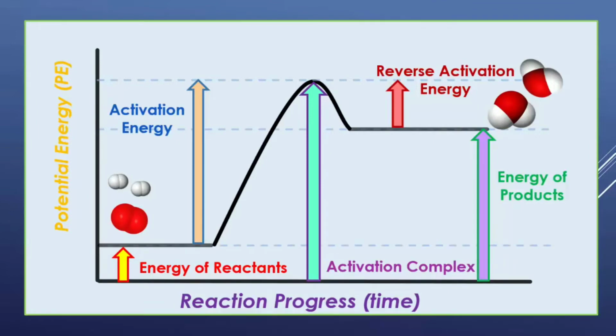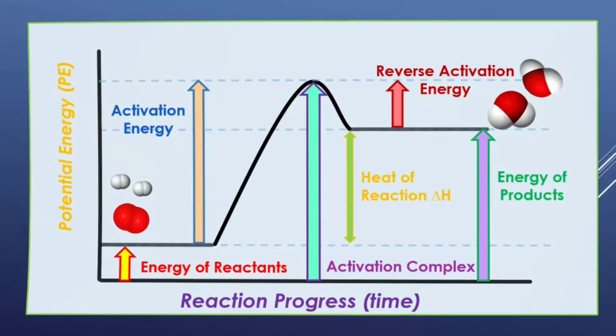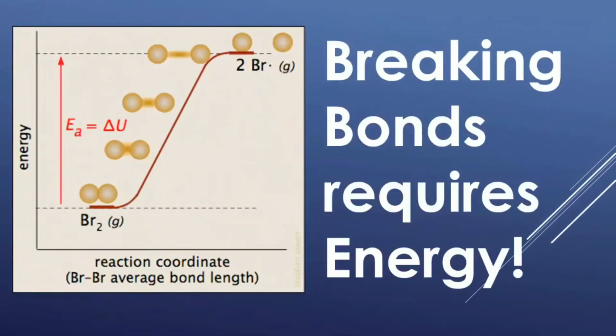The last very important part that we want to label on our potential energy diagram is the difference between the potential energy of the products and the potential energy of the reactants. This is the delta H, or the heat of the reaction. In every potential energy diagram, you're going to have an input and a loss of energy, so all of them should have 2 horizontal lines with a hill in the middle.